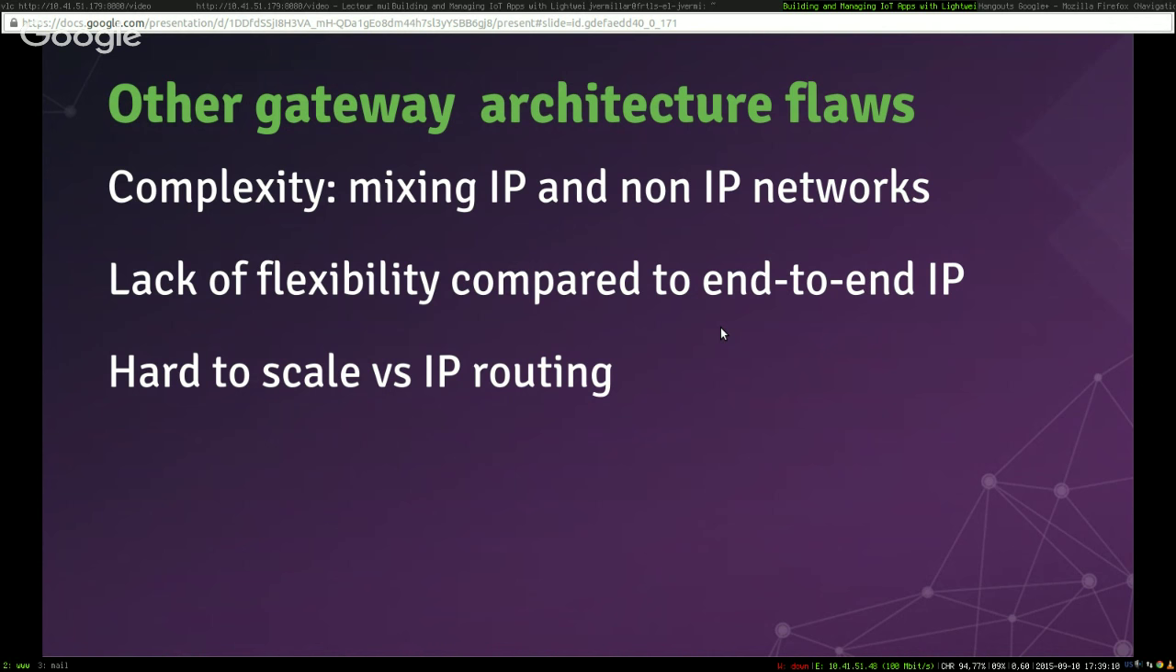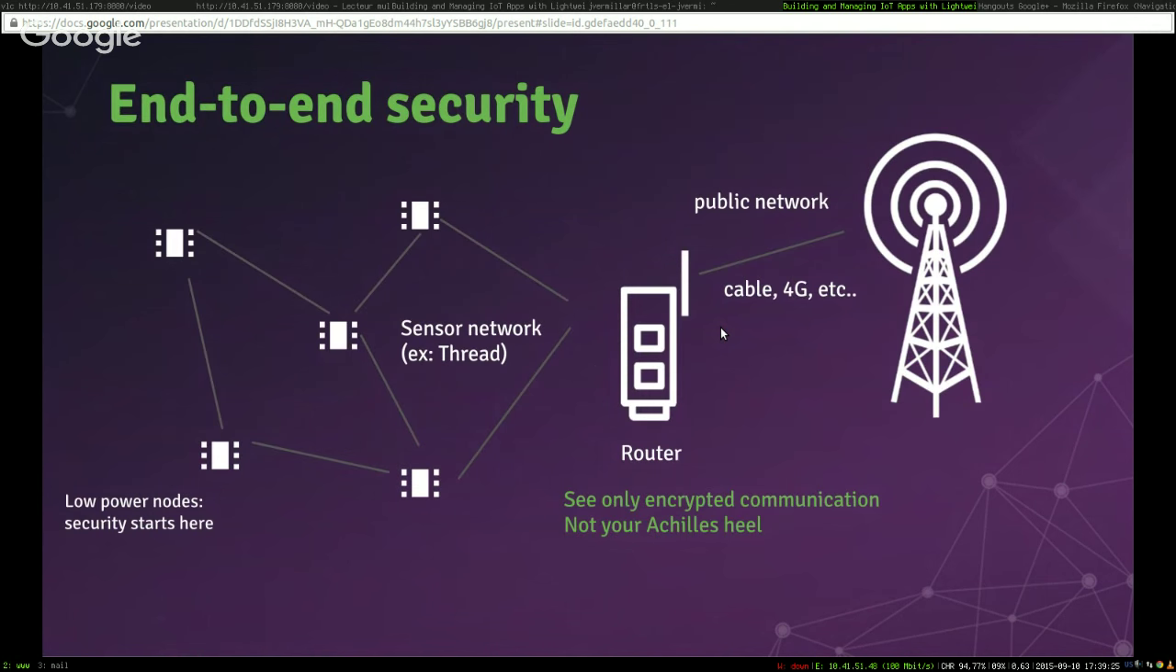Here, if you change the sensor network topology or protocol, it's not so simple to get the system working again. Also, it's not so simple to scale with something like IP routing. So if you do end-to-end security, if your low power node speaks DTLS directly with the cloud service, your gateway is no longer a gateway, it's a simple router routing IP packets.